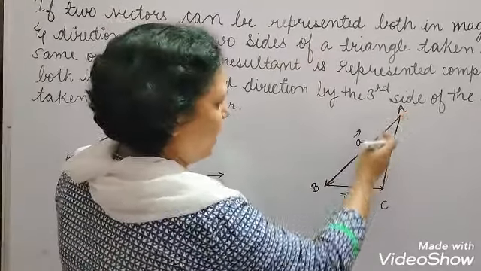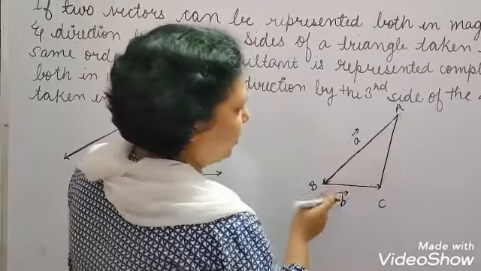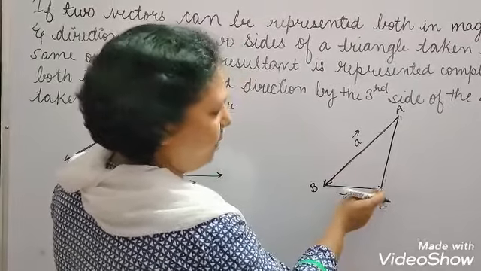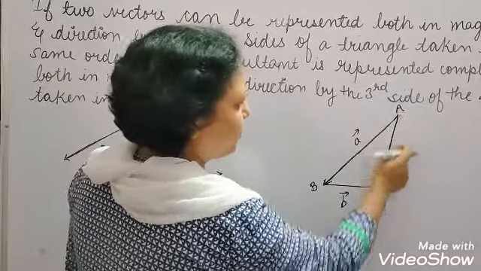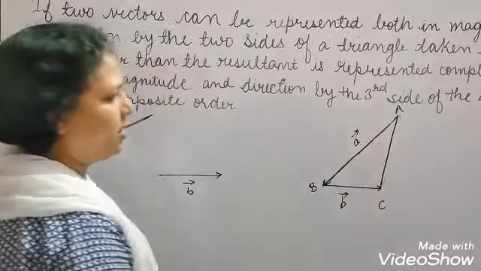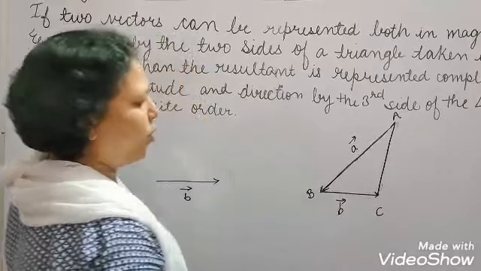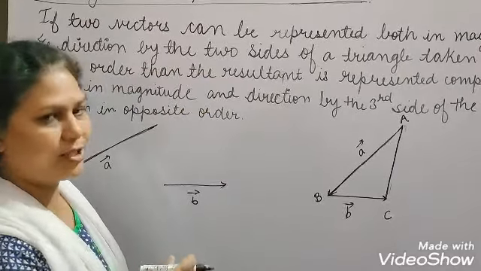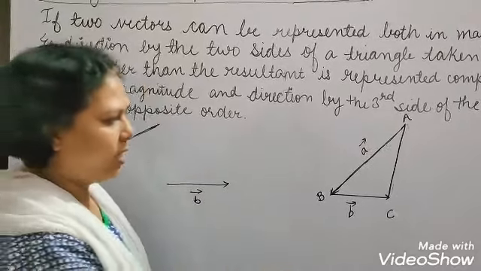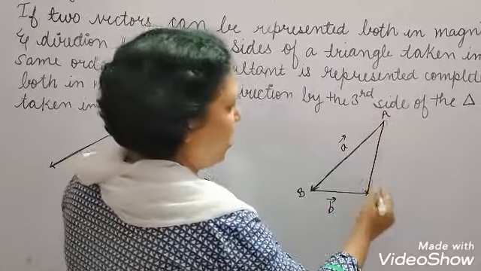So this is A to B, then B to C. In the same way, it is given here the direction. So the third side AC is representing here the addition of the vector A and B. But what should be the direction? The direction should be opposite. The direction would not be in the same order. That means if it is going anti-clockwise, this will go clockwise.